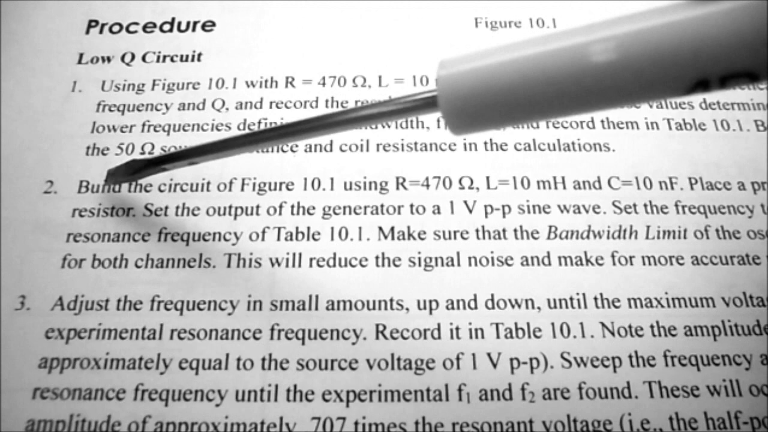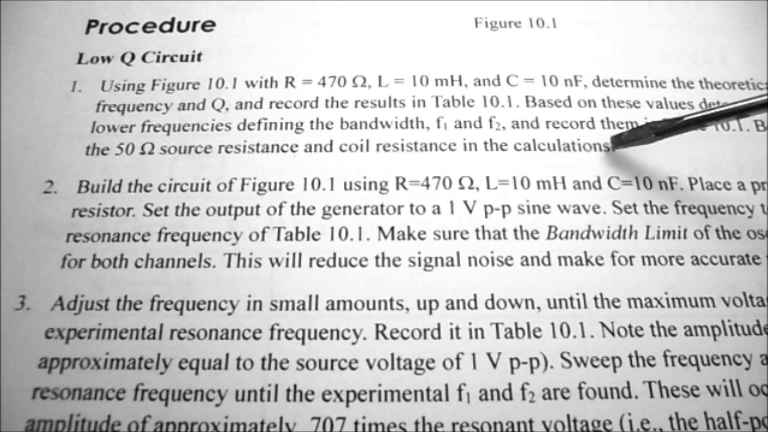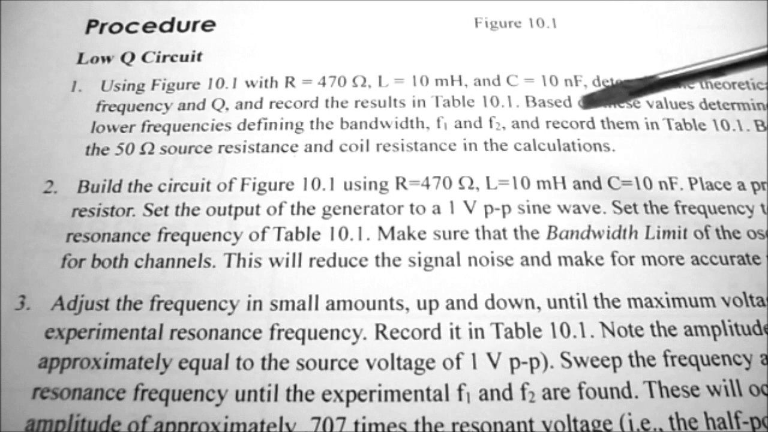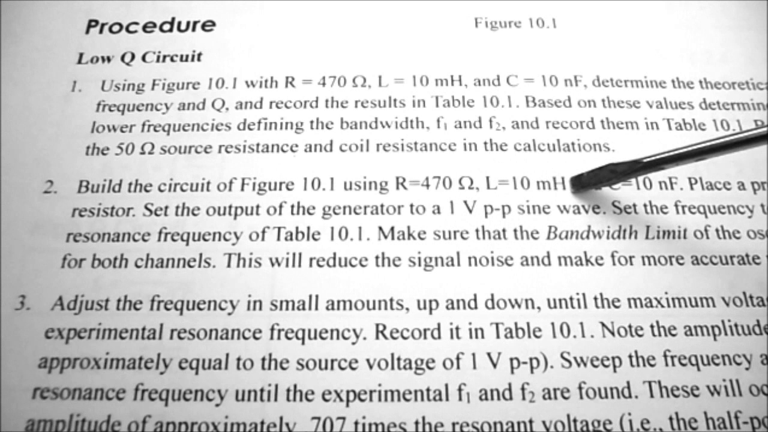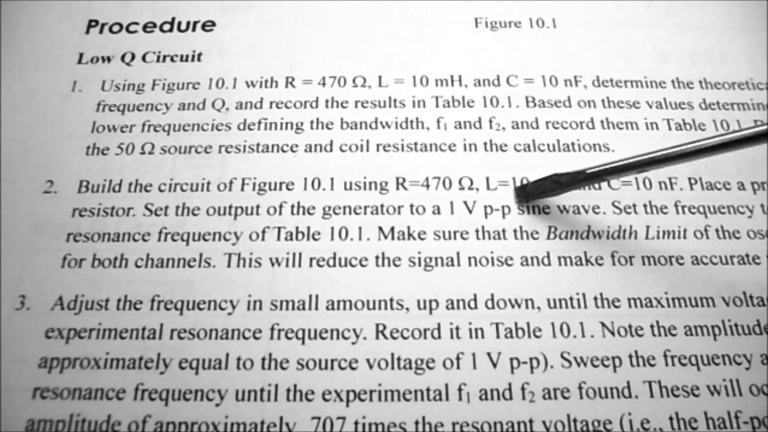So under procedure, step number 2, we're going to build the circuit of figure 10.1 using R equal to 470 ohms, L is 10 millihenries, and C is 10 nanofarads. We're to place a probe across the resistor and set the output of the generator to 1 volt peak-to-peak sine wave. Now this is a small signal, so you may need to pull the amplitude knob on the function generator out to adjust your sine wave to be 1 volt peak to peak.